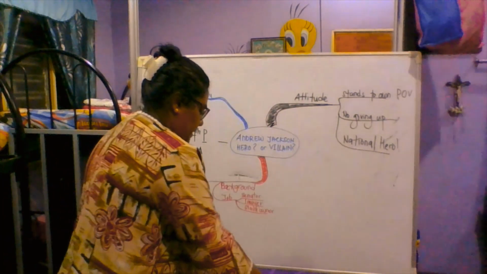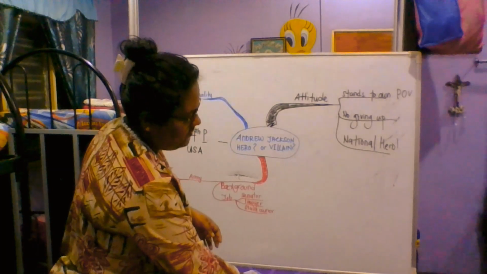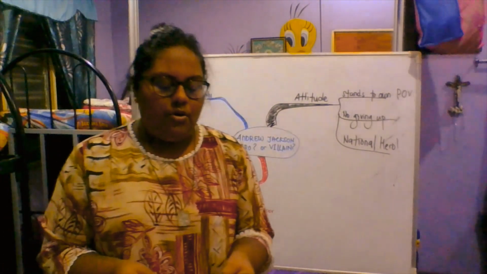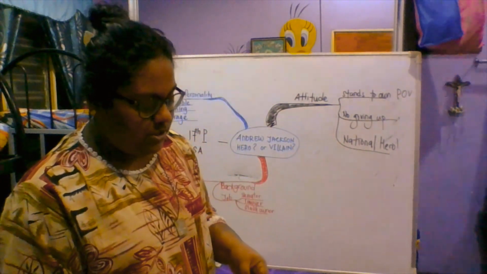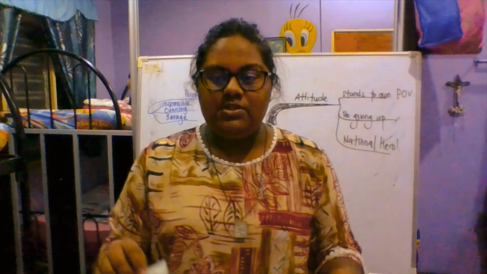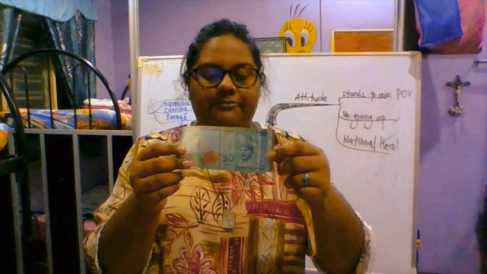So here we are in Malaysia. Do you have any idea who is on our banknote? If you take your banknote, this is a 50 ringgit, Ringgit Malaysia RM50. If you look closely, I want you to identify who this is later. If you know, then good.